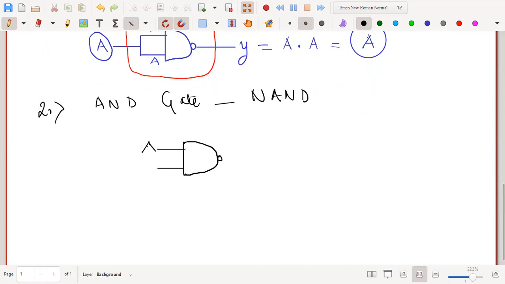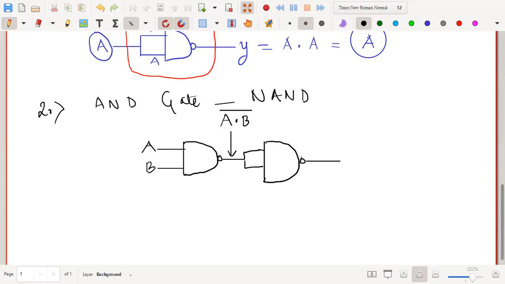And I'm giving the two inputs A and B. And after this, I will have another NOT gate, and now this represents a NOT gate in this way. So you know the output of this. Here, what would you get as the output? Here we will get A and B, the whole complement, isn't it?